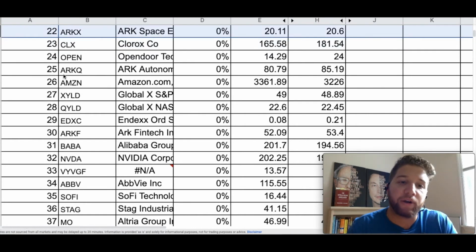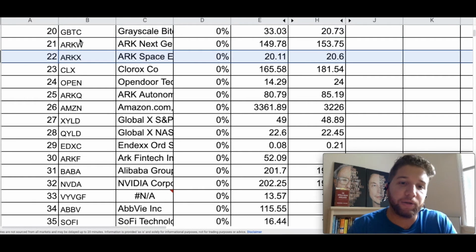Again, ARKX, ARK Innovation, Space ETF, ARKW, all these ARK funds. There was a while where I was buying these consistently, but again, I'm just kind of holding what I have now, and we'll see what happens.